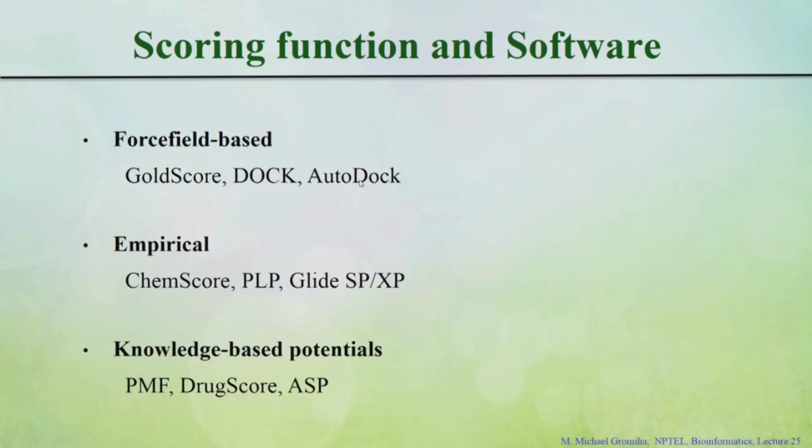AutoDock is the widely used public domain program that is available for free for academic usage. Then there are empirical based scoring functions like ChemScore or PLP or Glide extra precision, or standard precision, and knowledge based potentials like PMF or DrugScore or ASP and so on. So, several software are available in the literature, and Glide is the commercial one while AutoDock is free. You can use any of these software to dock any ligand with the protein.